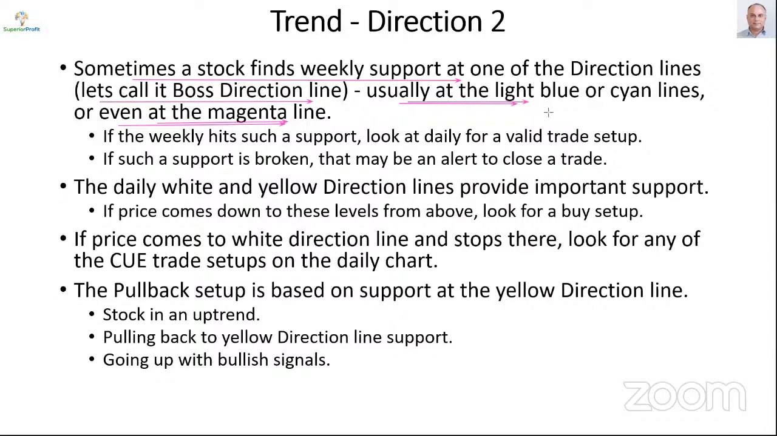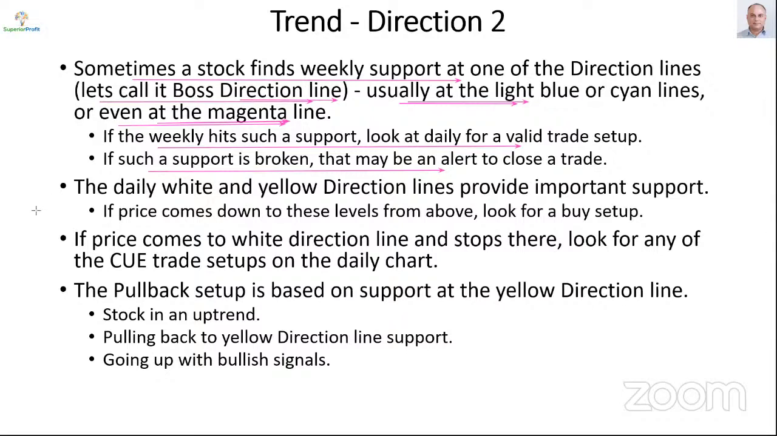When it comes to this support, the boss direction line is a useful signal. If the weekly hits such a support, look at the daily for a valid trade setup, a buy setup. And if such a support is broken, that may be an alert to close a trade. Again, this is more for position trading or longer term investing. The boss can be any of the lines, light blue or cyan more often, magenta less often. But if we find a boss direction line, we may keep an eye on how price is moving around it.